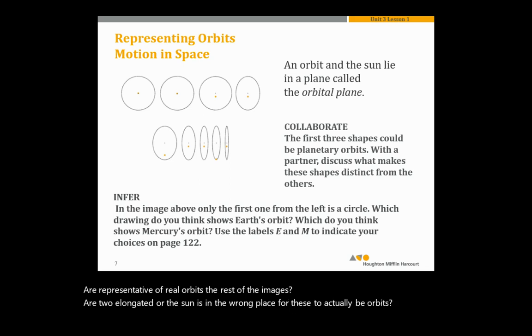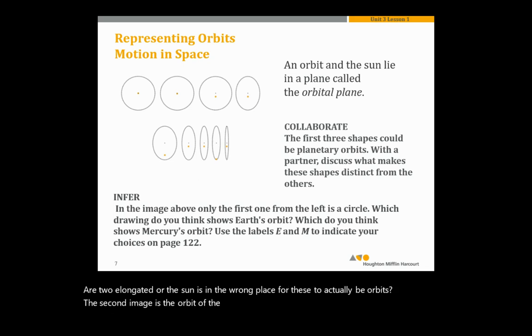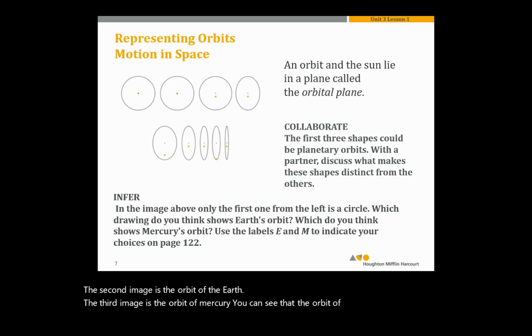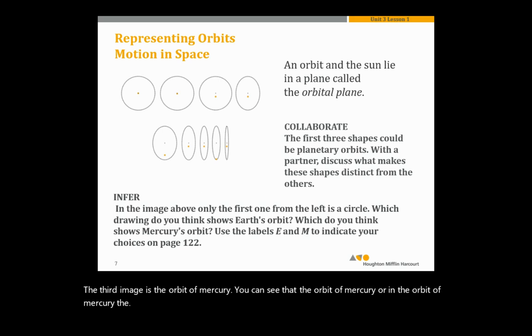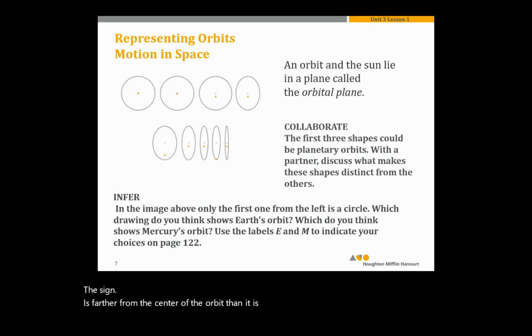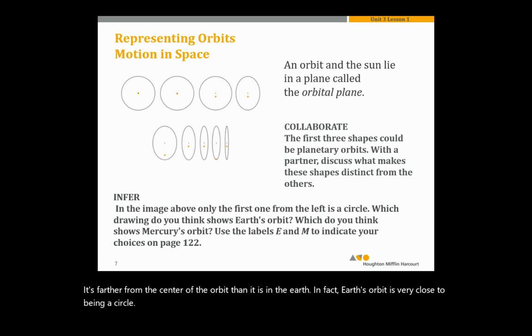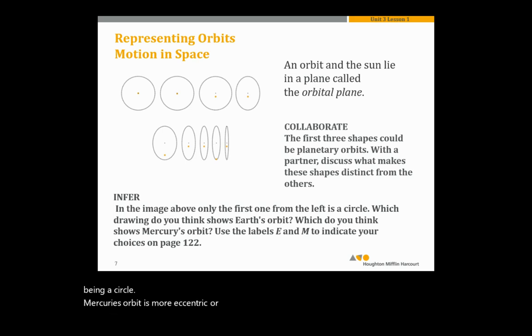The second image is the orbit of the Earth. The third image is the orbit of Mercury. You can see that in the orbit of Mercury, the sun is farther from the center of the orbit than it is in the Earth's. In fact, Earth's orbit is very close to being a circle. Mercury's orbit is more eccentric, or more elongated.